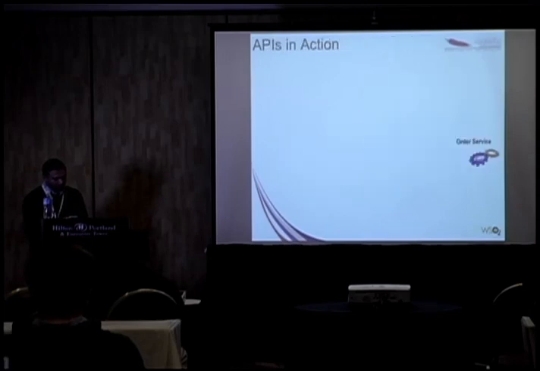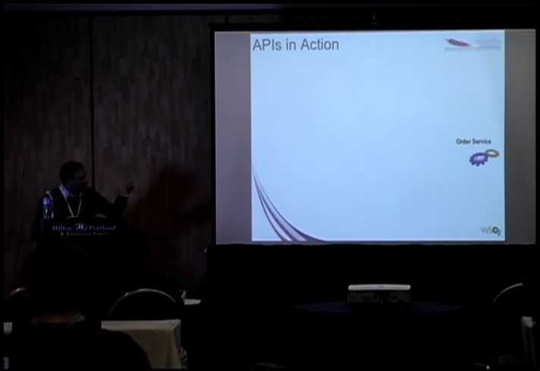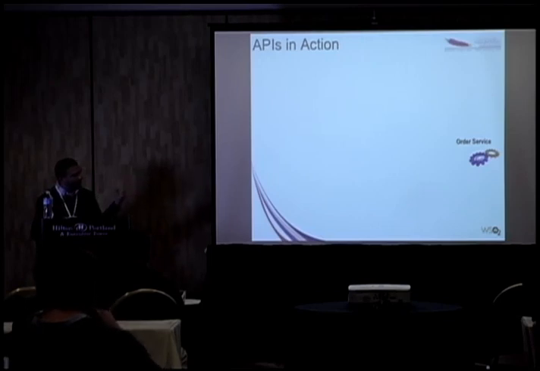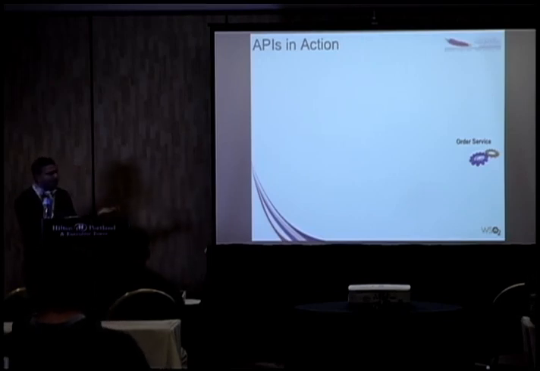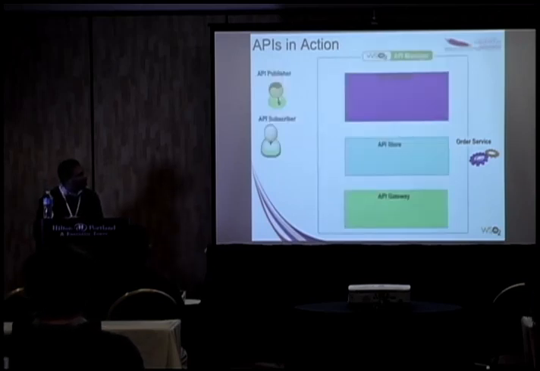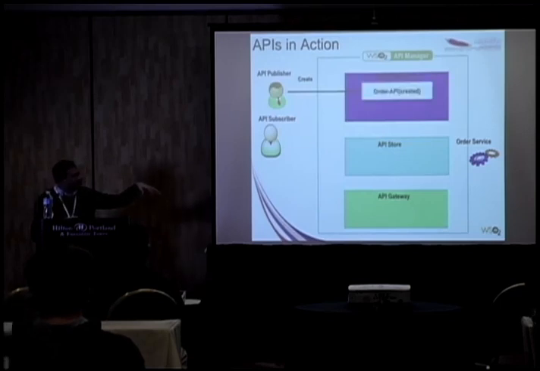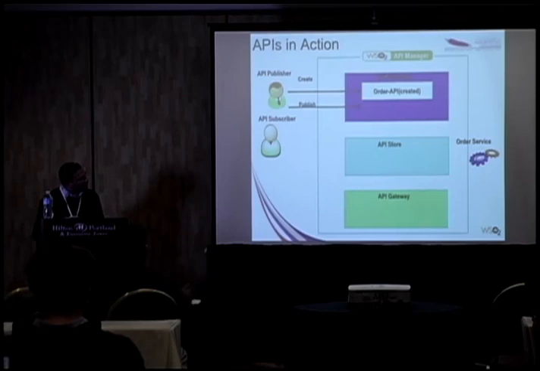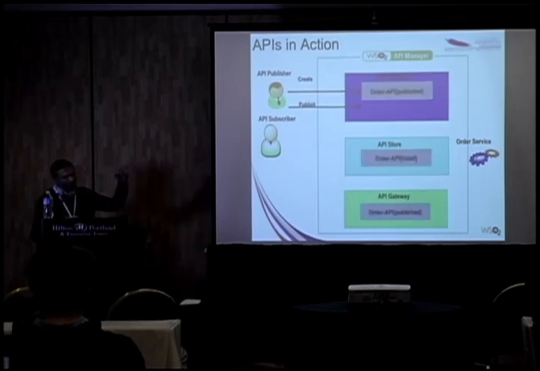So to show how an API works in the runtime, I took a sample example. We assume we have an order service, a RESTful service written on some standard like JAX-RS. First, the publisher will create an API by referring to the backend service, and then publish the API. It will change the state to published and then propagate to the store and the gateway.